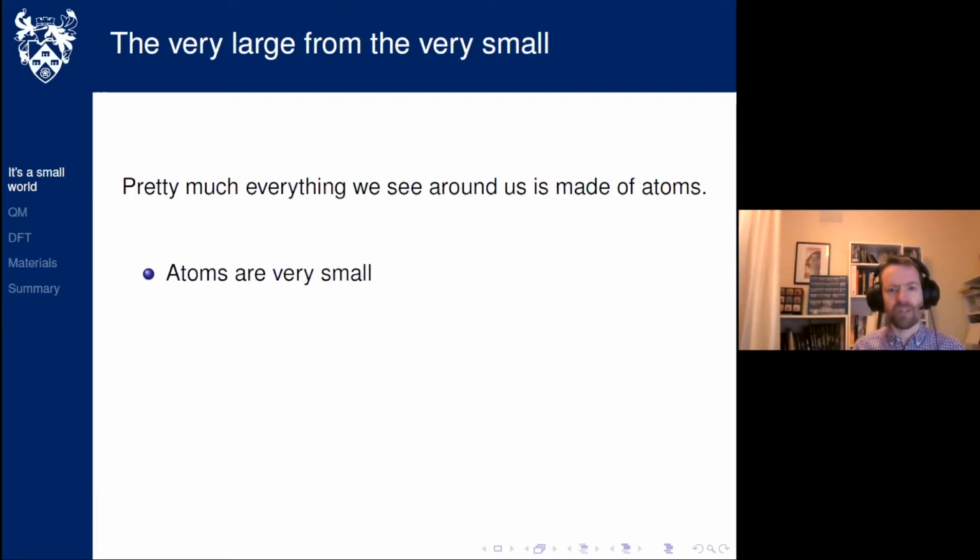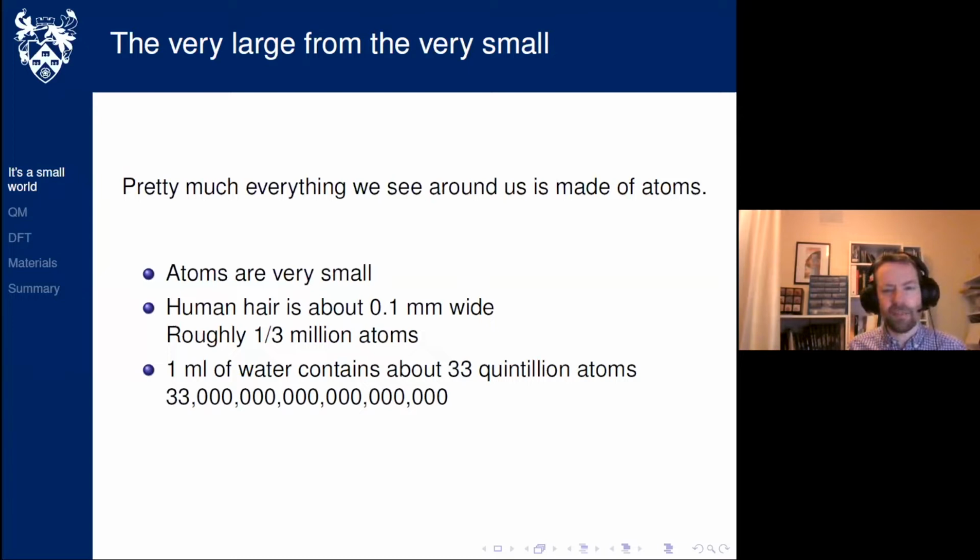So to put it in context, if you were to pluck out one of your hairs, you'd probably find it was something approaching 1/10 of a millimeter across. How many atoms is that? Well, it's something like 1/3 of a million atoms. Of course, it depends a bit on how thick your hair is and exactly what atoms we're talking about. That's the kind of number we're thinking.